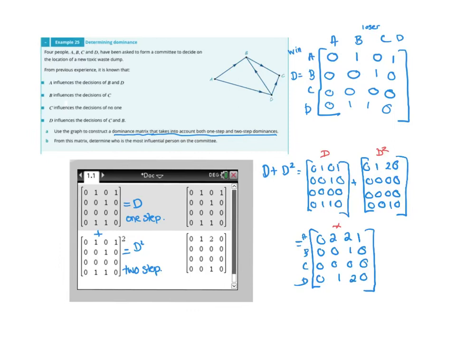Then I can add it up. This shows me both 1 and 2 step dominance. This one tallies up to 5. This one tallies up to 1, 0, and 3. So I could rank the players. A came first, and then D was second, then B was third, and C fourth, and so on.